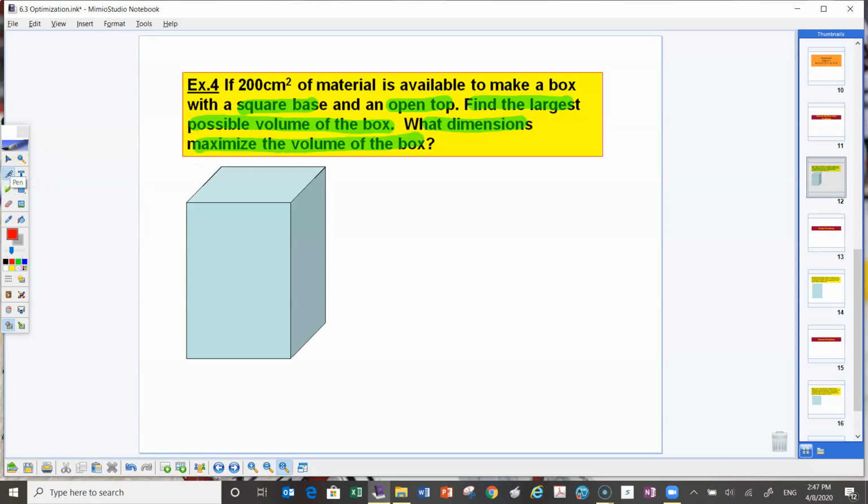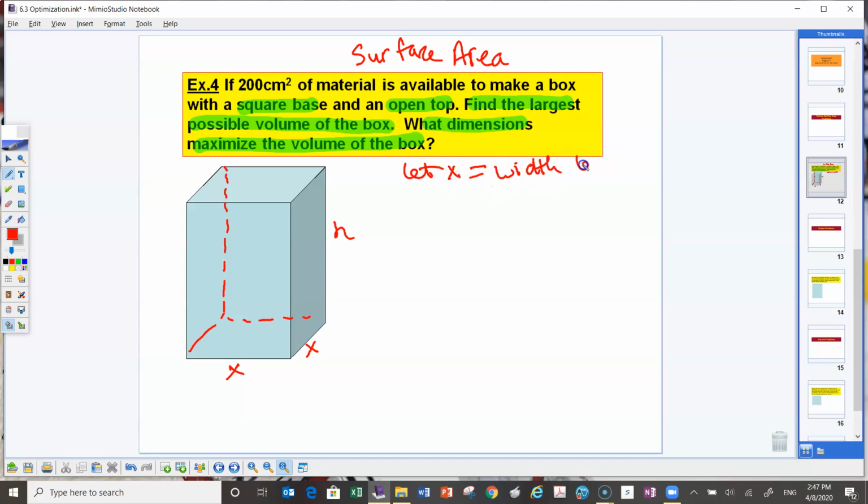So we're asked for two things, the dimensions of the box and the maximum volume that we can make if we have 200 centimeters squared of material. So 200 centimeters squared of material really refers to the surface area of the box. And if we were to draw in sides we don't see, again they tell me that this has a square base and there's some height to it. So again, let x equal the width and the length, and h is the height. And we're told we have 200 centimeters squared of material.